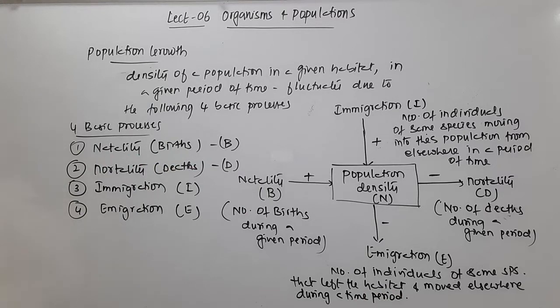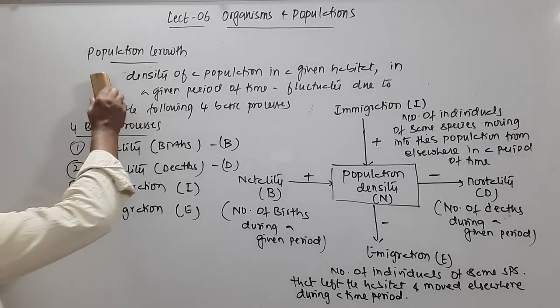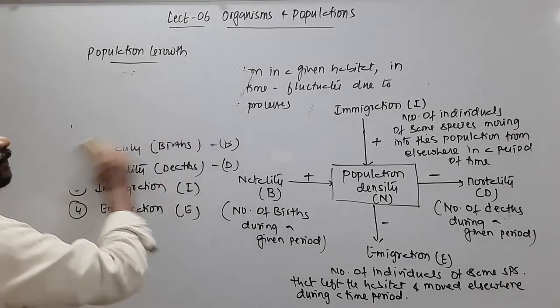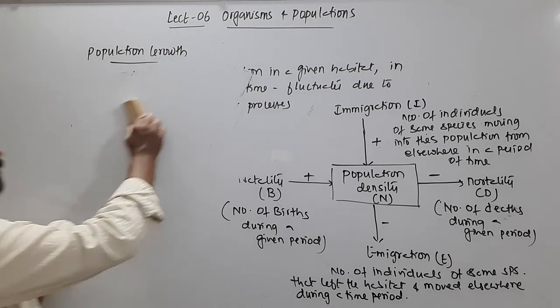So the population density at time t, if N is the population density at time t, then the density at time t plus 1 we can calculate with a small formula.